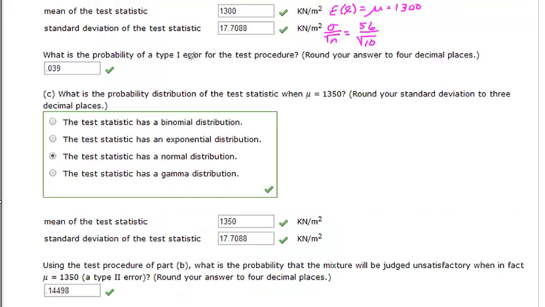Now the probability of this type 1 error, which is alpha, specifically is the probability that x bar, or the sample mean, is greater than 1311.26 when in reality the mean is actually 1300.